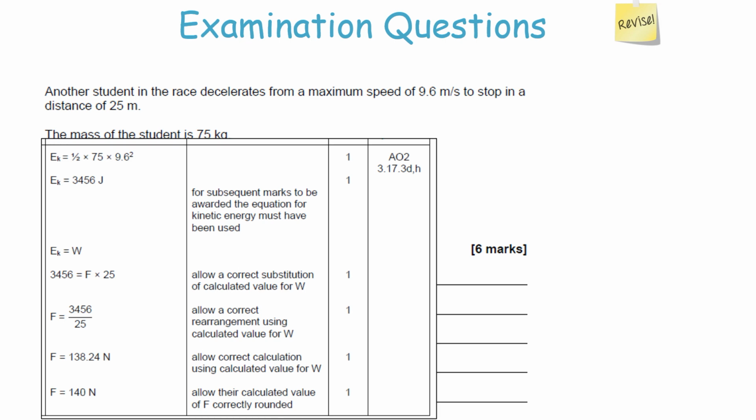We rearrange it next to make force the subject, so it's 3,456 over 25, and we get an answer of 138.24 newtons. But the question asks us to go to two significant figures. First significant figure is 1, second one is 3, the third one is 8. So that's going to cause us, when we go to two sig figs, to round up that previous value. So our answer is 140 newtons.